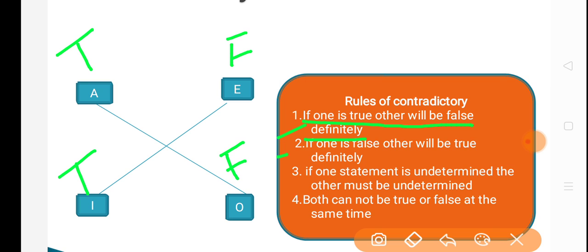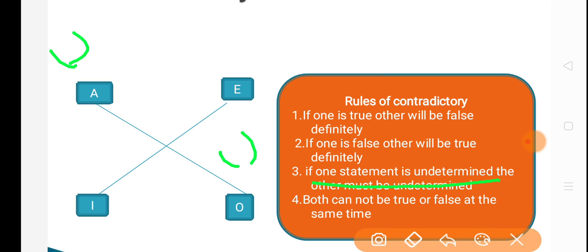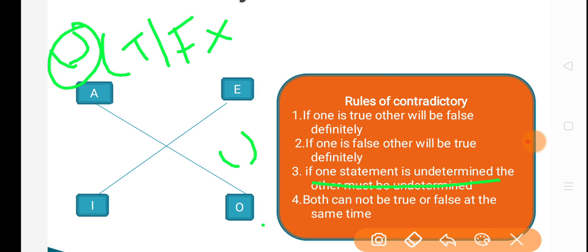The statements are opposite statements. Third, if one statement is undetermined, the other statement is also undetermined. What does it mean? If we don't know whether the statement is true or false, then how can we predict the other? So if one statement is undetermined, the other statement is also undetermined.